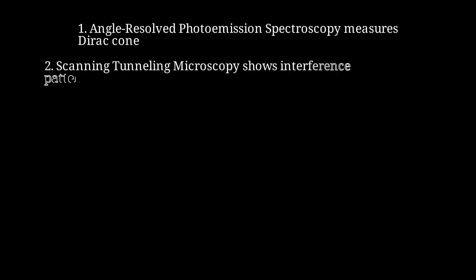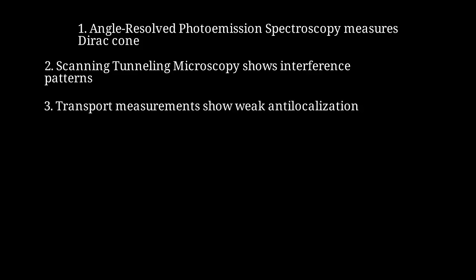How do we experimentally verify these topological surface states? There are several key signatures. First, angle-resolved photoemission spectroscopy, or ARPES, directly measures the electronic dispersion and reveals the Dirac cone structure. Second, scanning tunneling microscopy can image the surface and reveal interference patterns that demonstrate the protection against backscattering. Third, transport measurements show weak antilocalization, a quantum interference effect that's a hallmark of topological surface states.